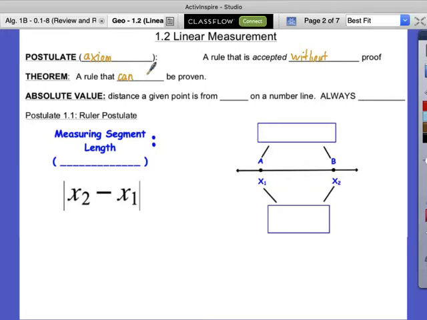Now you guys might remember from algebra, the absolute value. Absolute value is the distance a given point is from 0 on a number line. It is the distance from 0. And its absolute value is always what? Positive. It's always positive, okay? And here's the reason why. You can't have a negative distance, okay?